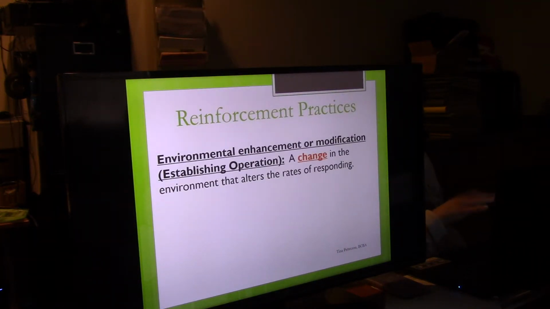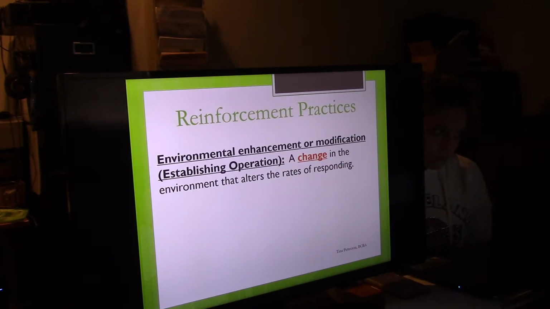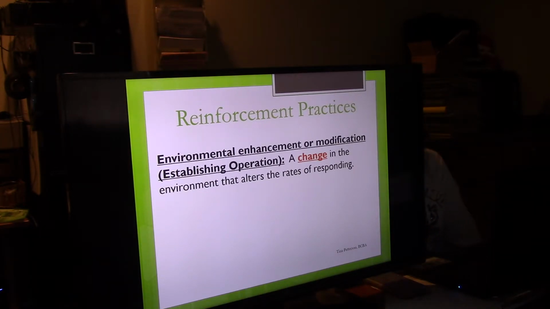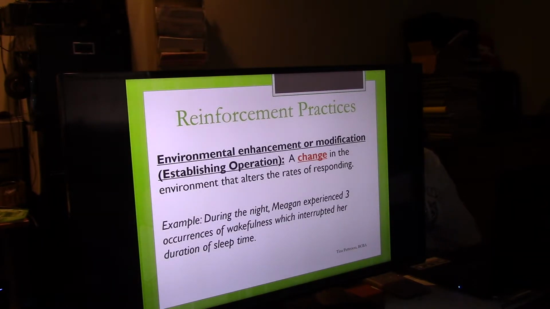Reinforcement practices, environmental enhancement or modification. So you're establishing operation. It's a change in the environment that alters the rate of responding. So this pizza, it's our change in the environment. That's our establishing operation. It helped our MO of being hungry. Do you want more than one? The example they give: during the night, Megan experienced 3 occurrences of wakefulness, which interrupted her duration of sleep time.